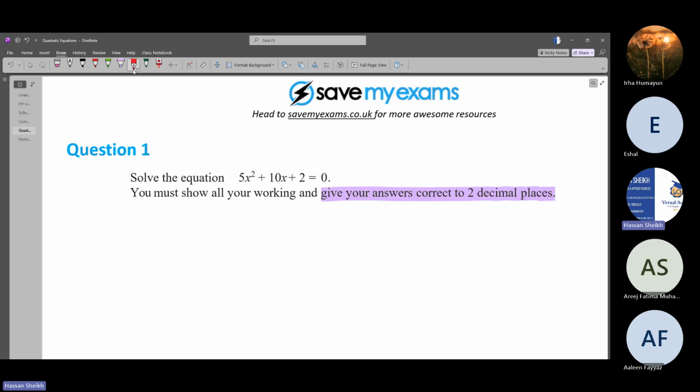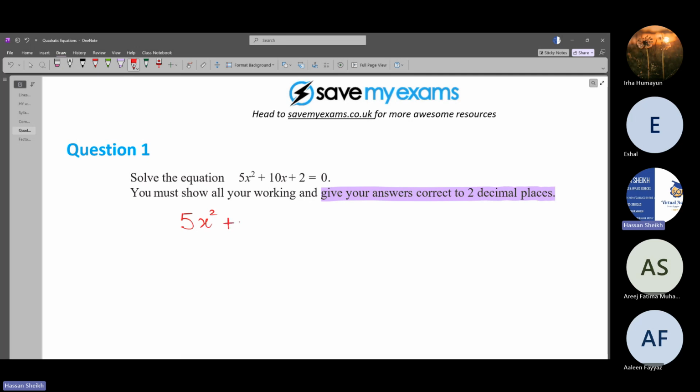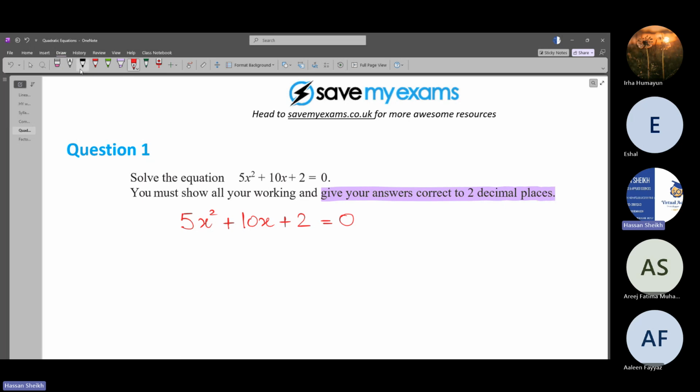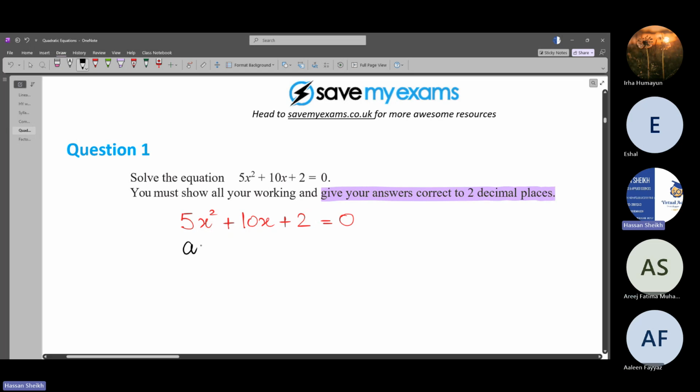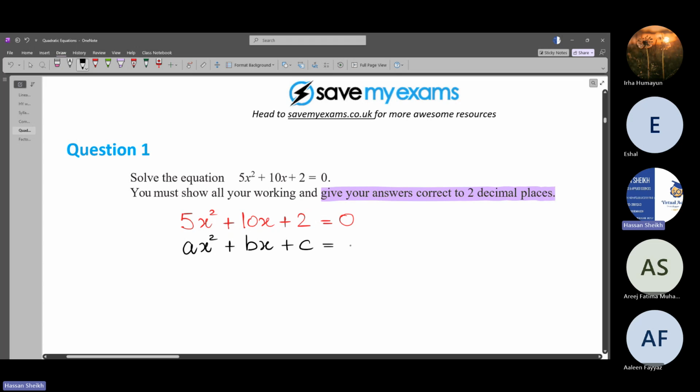Now let's solve this question. The given equation is 5x squared plus 10x plus 2 equals 0. Once you have this equation, you first need to check whether it is written in standard form. What do you think? Is it written in standard form? Yes. What is standard form? Standard form is ax squared plus bx plus c equals 0.